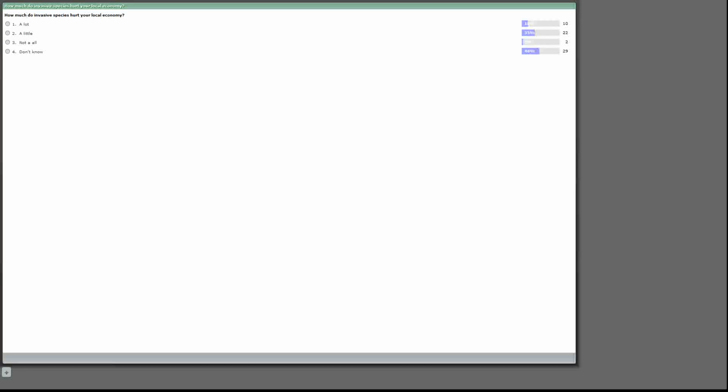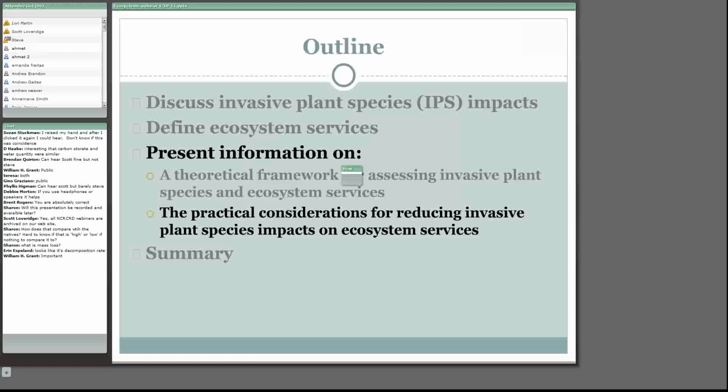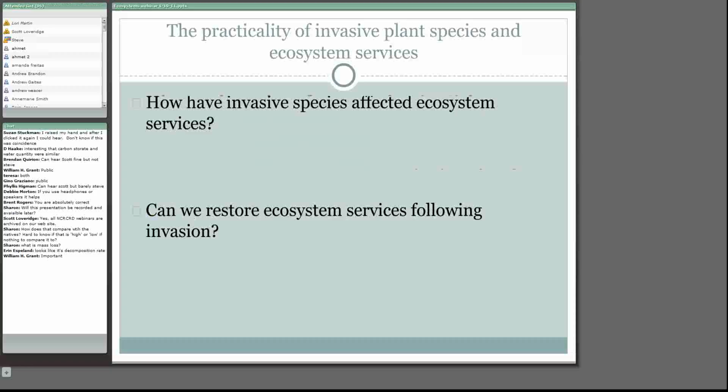So if we could go back to the presentation. The next part of my talk is going to be on looking at practical considerations for reducing invasive plant species impacts on ecosystem services. So obviously invasive species have affected ecosystem services, but a big question is, can we restore ecosystem services following invasion?